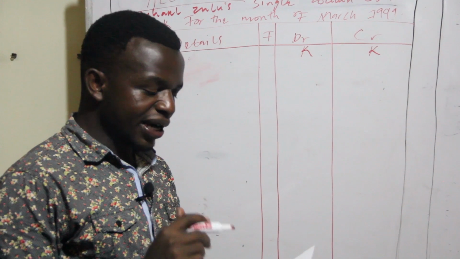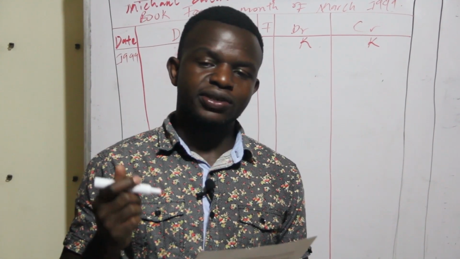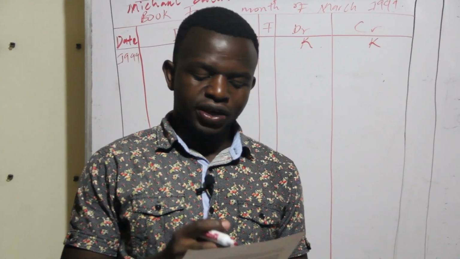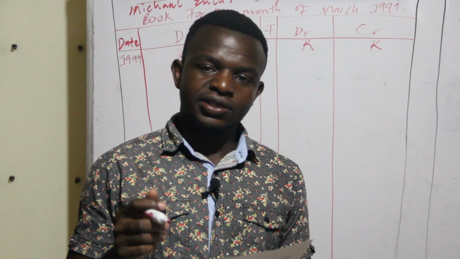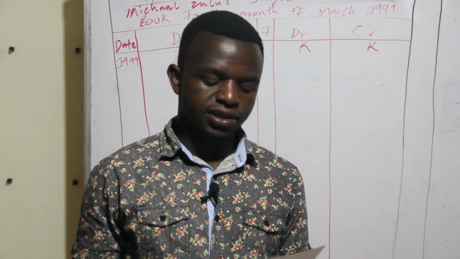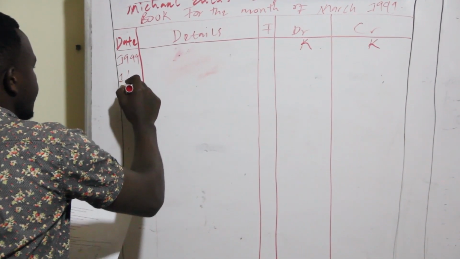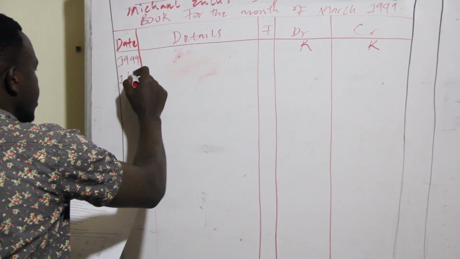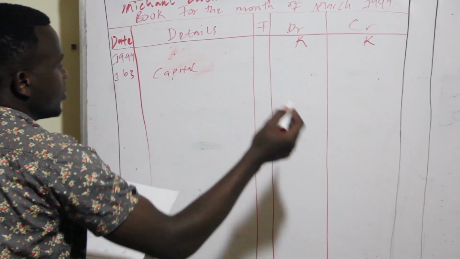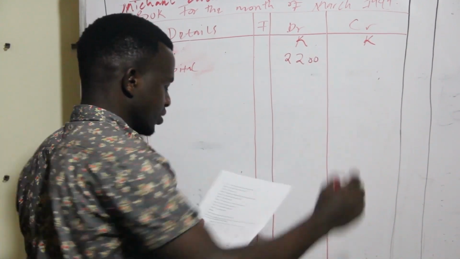On the 1st of March, Michael started business with cash amounting to 2,200. We take note that the 2,200 is capital, and we're going to record that on the debit side. So on the 1st of March, we have capital, recorded on the debit side as 2,200.